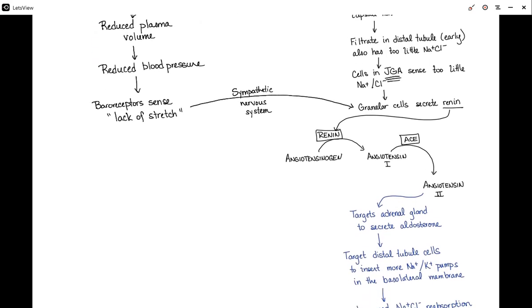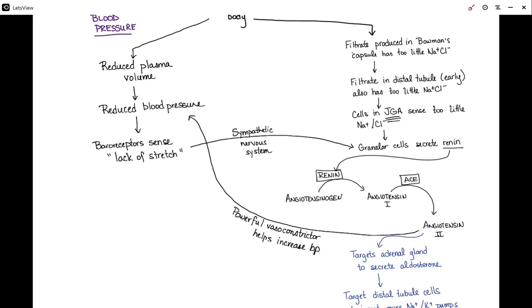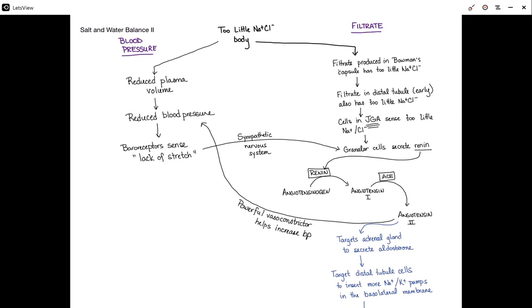Okay, and hopefully you can also see that angiotensin II, which is a powerful vasoconstrictor, will assist in helping to increase our blood pressure by tightening up the blood vessels. Now, this right here is pretty much our typical flow chart when our sodium chloride levels are too low. But I want to talk about an extreme example.